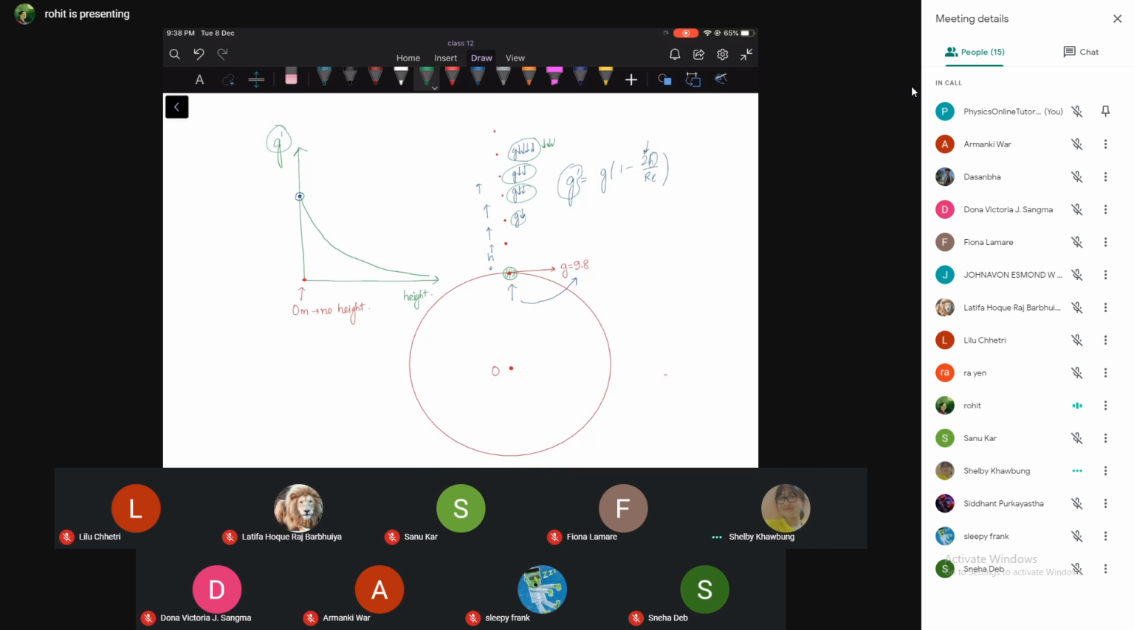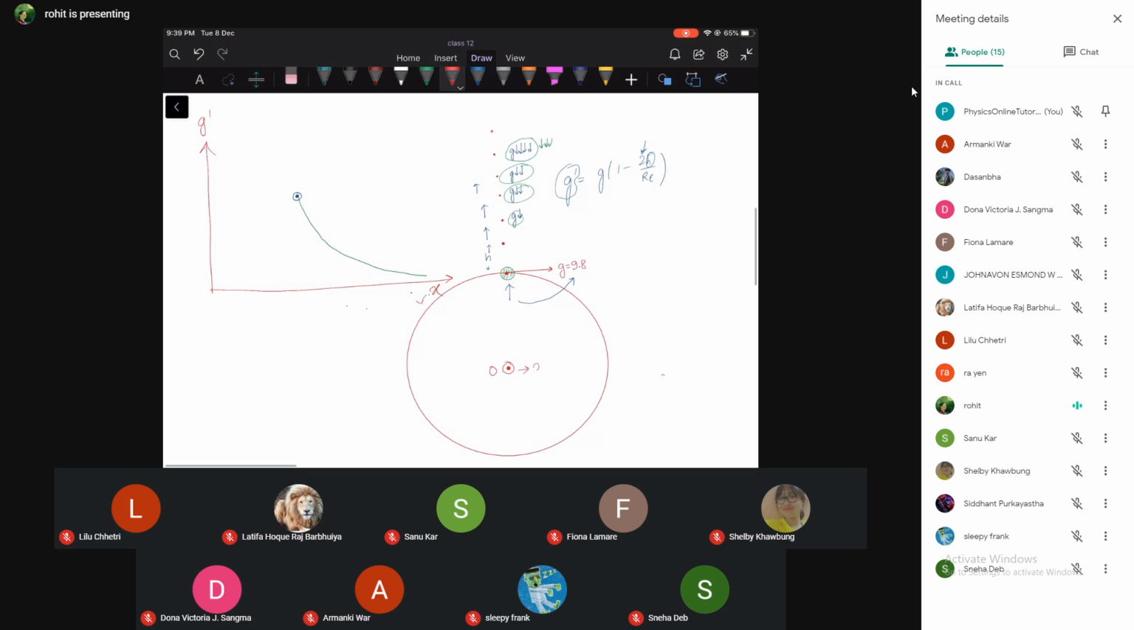Now see, today what we did. I'm going to shift the whole graph now. I'm not going to draw height anymore. I'm going to draw this one: X, and this is G prime. This X now represents distance measured from the center, not from the surface. So this point here means X equal to 0, because we are going to start measuring from here.